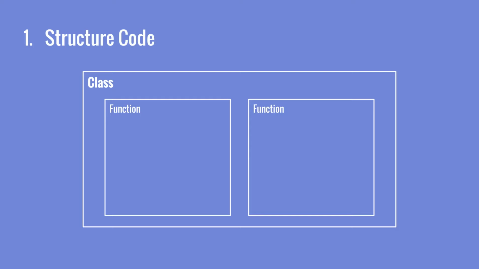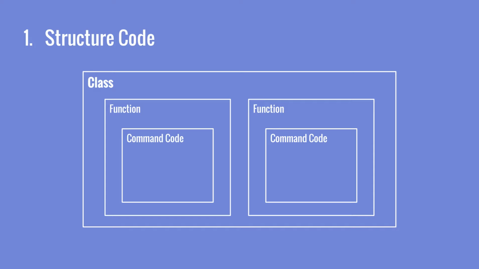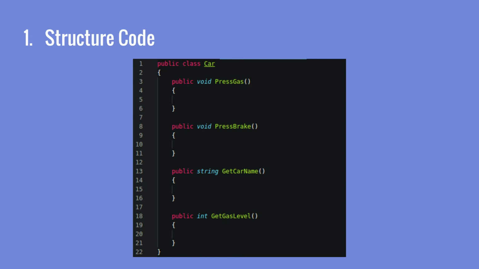So once you have the structure defined, like with the class and the functions, well, you've got to tell the functions how to do what you want them to do, right? So in order to do that, you use command code. And again, that's just my term for it, but you put code in the functions that will explain exactly how to do what you want it to do. So here's an example of some structure code.